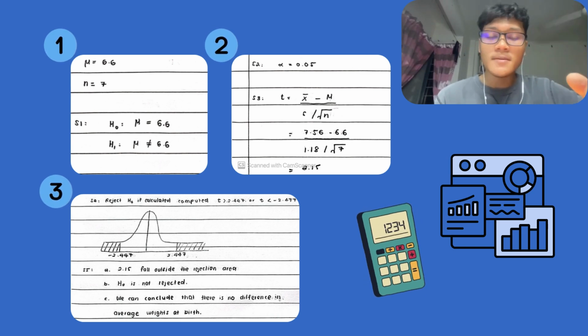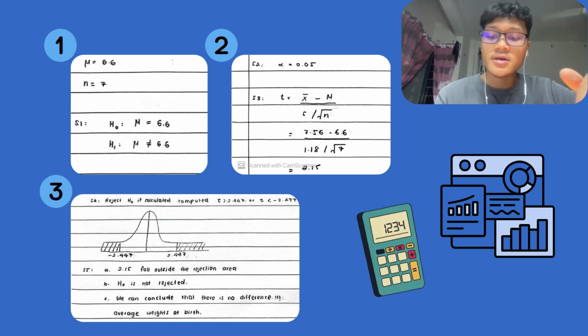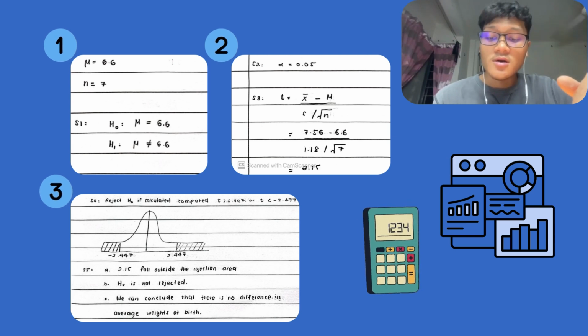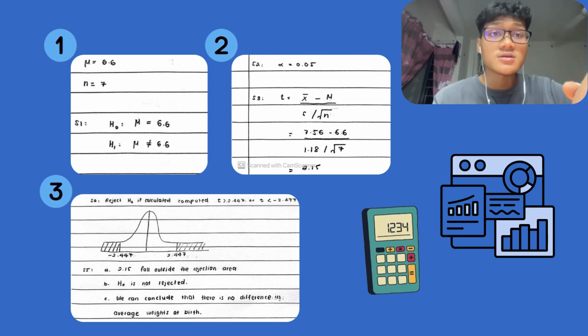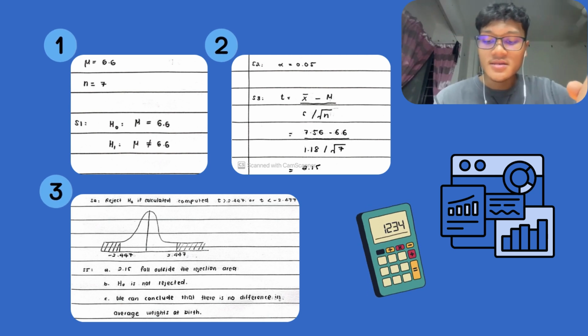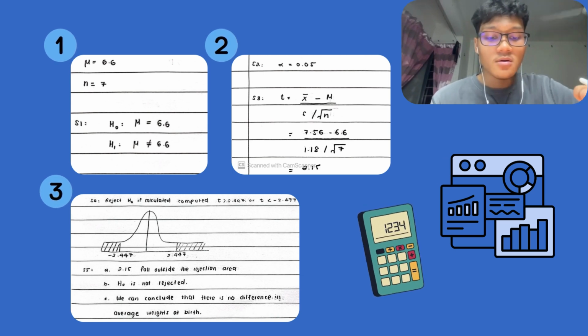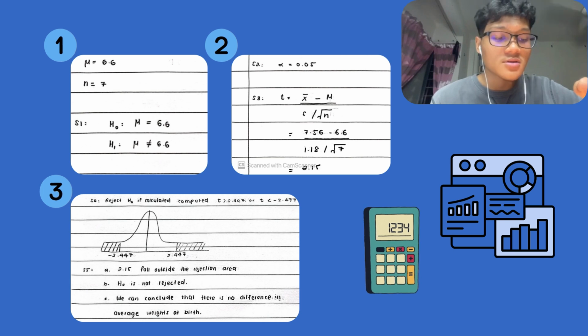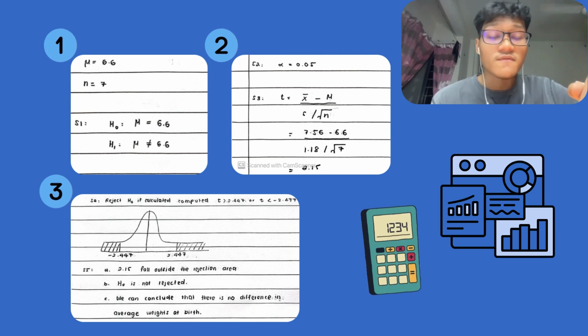So for step 1, we need to identify the H0 and also H1 for the question. So we got H1 is mu not equal to 6.6 and H0 is mu equal to 6.6. Step number 2 is identify the level of significance, as given in the question, which is 0.05. And step 3, we calculate the t and then we will get 2.15. Step number 4 is we reject H0 if the computed t is more than 2.447 or t is less than negative 2.447. We got 2.447 from the t table.